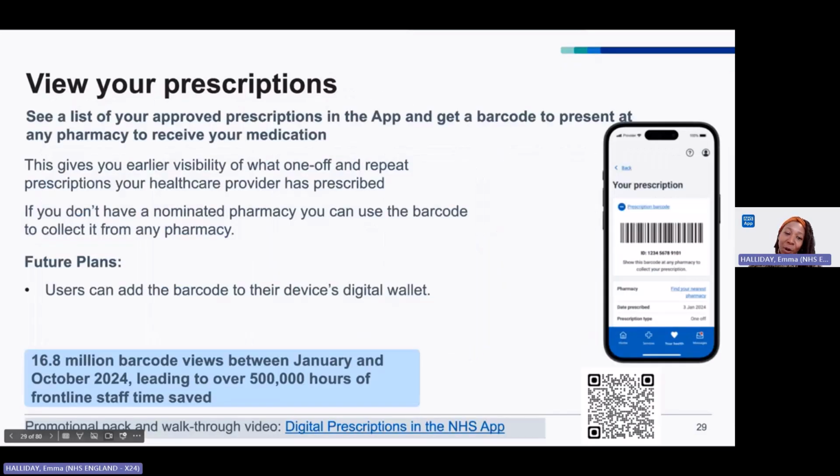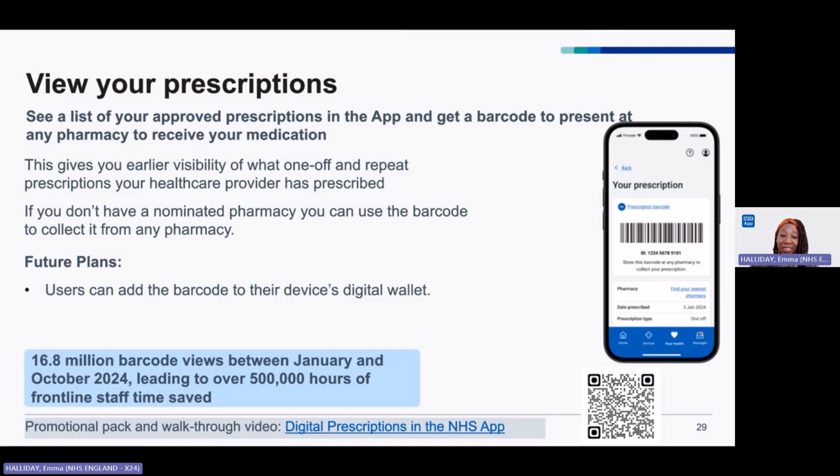Also, keeping on with prescriptions, it's the ability to view your prescription information in the app. So you're able to see what items you're being prescribed, what type of prescriptions, and who prescribed it. And in addition to this, if a patient hasn't got a nominated pharmacy, they can generate a barcode, which you can see on the right-hand screen on the phone, and they can take that into the pharmacy to get prescriptions, so it saves having to get a paper prescription from the GP.